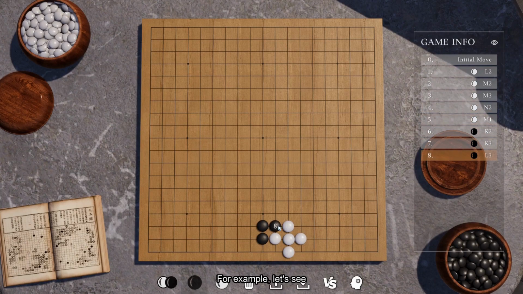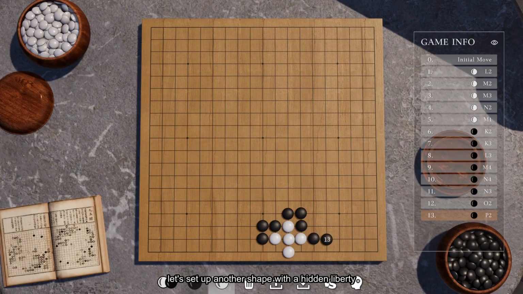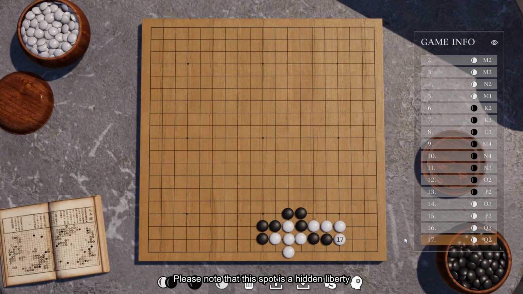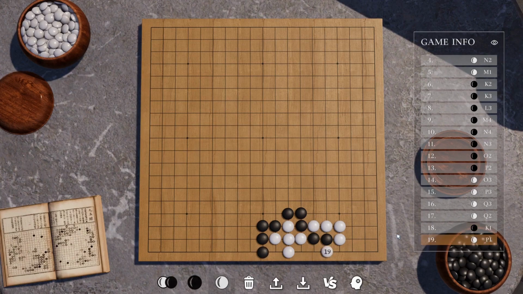For example, let's set up another shape with a hidden liberty. Please note that this spot is a hidden liberty. So white currently has 3 liberties, and black only has 2. Therefore, black is captured by white. Now, let me make a slight change. I'll even add another black stone here.